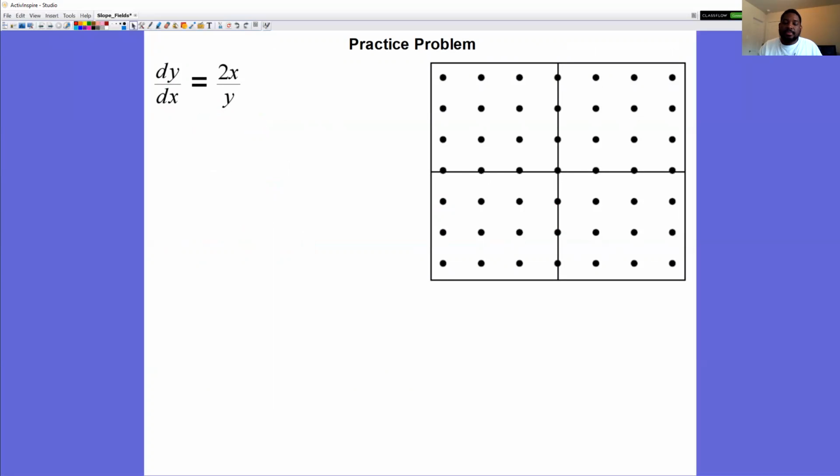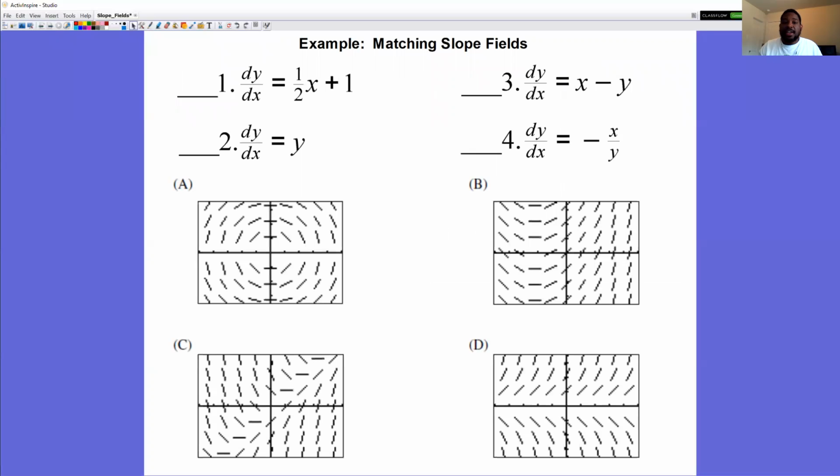I'm pretty sure you can go find some slope field paper on the internet, but if not, you can freehand sketch by just drawing a few of these points and computing slopes at each of those points based on the differential equation. Here's the next example. And so now we're going to be matching slope fields based on the equation.